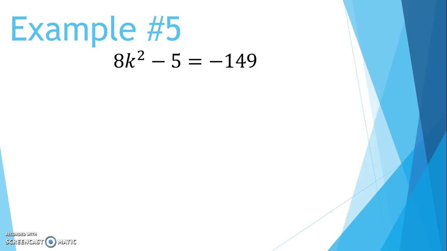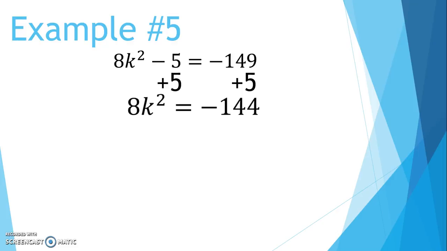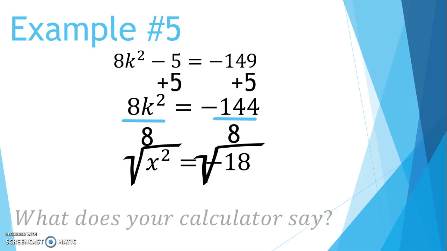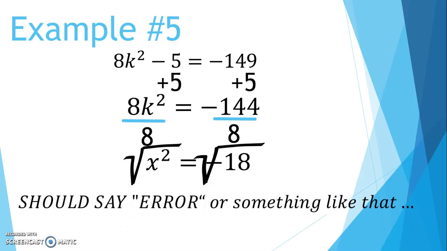Finally, our last example, 8k squared minus 5 equals negative 149. Again, get rid of the negative 5 first by doing the opposite, adding 5 to both sides. We get 8k squared equals negative 144. Divide both sides by 8, and you get k squared equals negative 18. I take the square root of that. Oh, but if I put that in my calculator, it's going to say error or something along those lines. So our zeros here are imaginary. Anytime you take the square root of a negative number, you're going to have imaginary zeros.